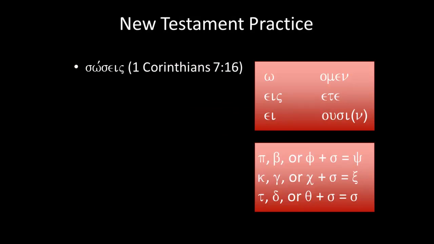Alright, so here let's do some more practice. These are actual forms that occur in the New Testament. These are going to involve some of these changes. Soseis. You see that sigma in the middle. This is from the verb sodzo, that means I save. Remember that the verb stem is sowed, so we're going to add the delta plus sigma. And if you look at the very bottom, tau, delta, or theta plus sigma equals sigma. So that delta drops out, the sigma takes over, and that's how we got soseis.